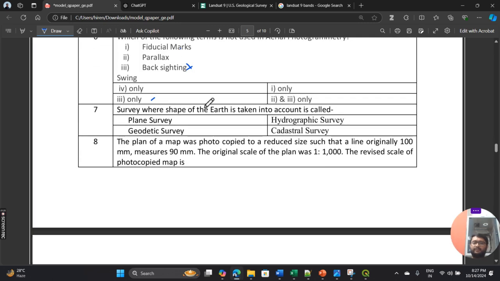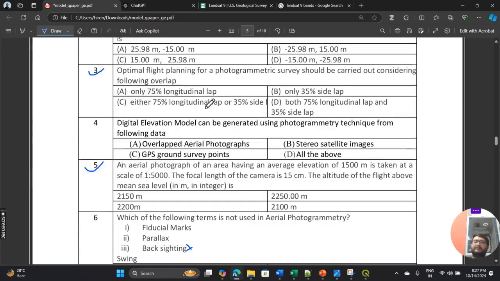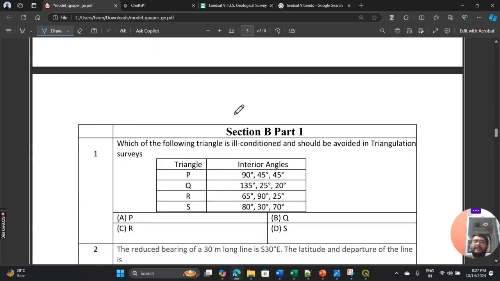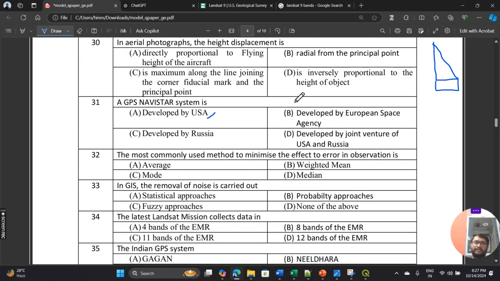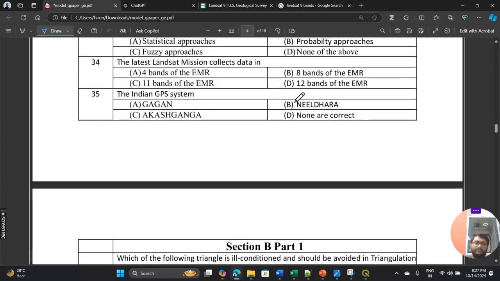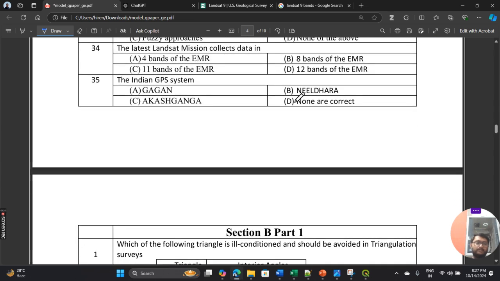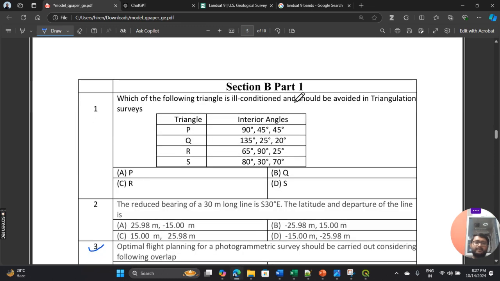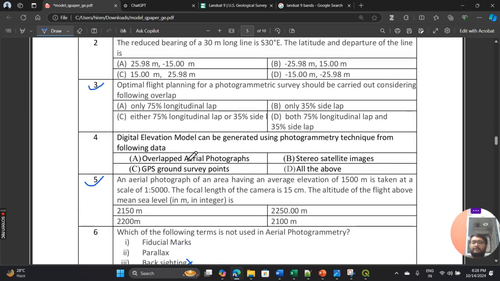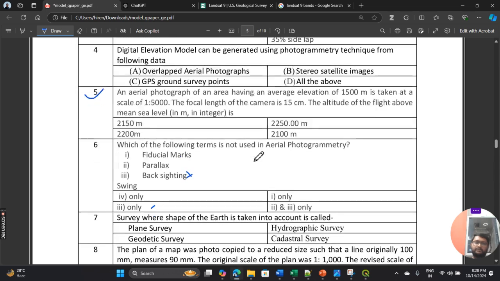Survey where the shape of the earth is considered is known as a geodetic survey. The questions you are seeing right now are from the surveying portion. The above portion, based on common GPS, GIS, surveying, and remote sensing knowledge, is common for both those appearing for survey and those appearing for the image processing part. These are totally based on the survey.